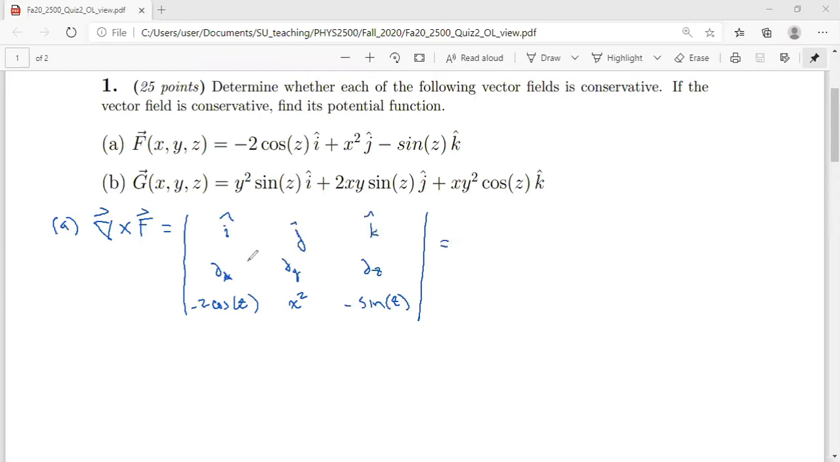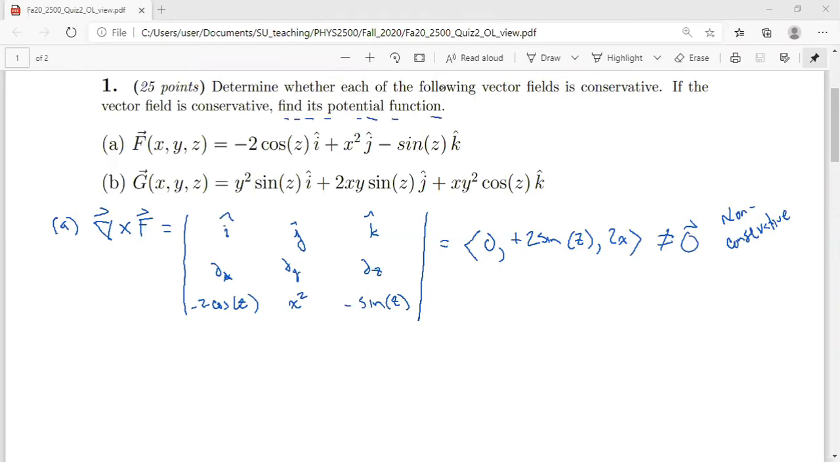And then I'm really careful to remember that the j hat component has an overall minus sign, and I compute this. So I get a minus and then another minus that gives me a plus 2 sine z for the j hat component, and then 2x, which of course is not equal to the 0 vector. So this is a non-conservative force. And as such, it's got no associated potential function.